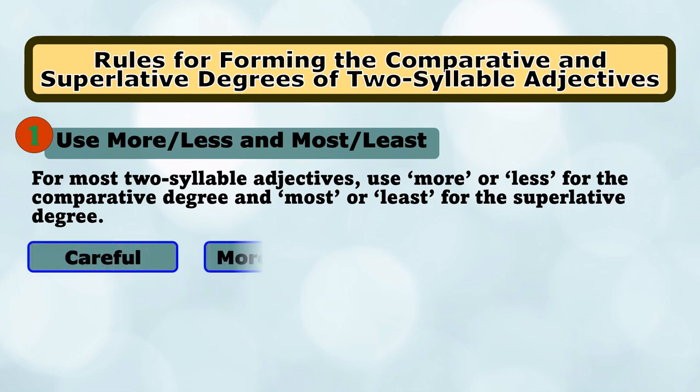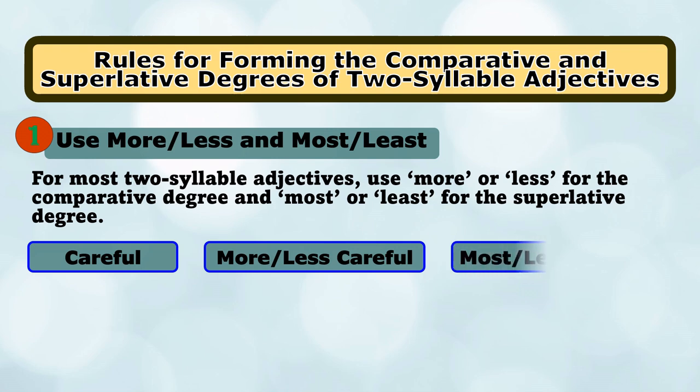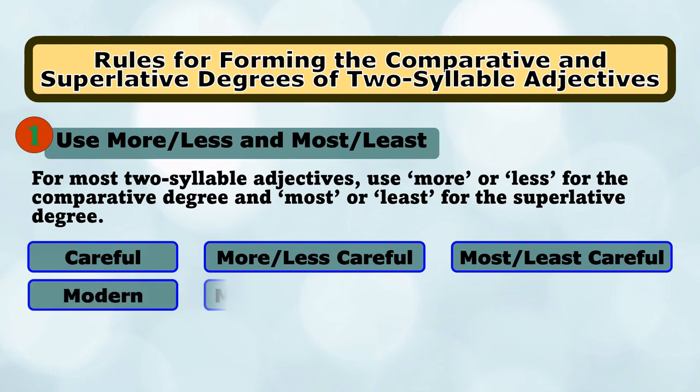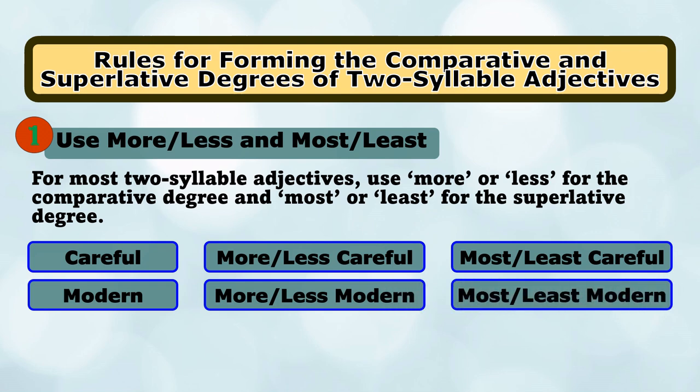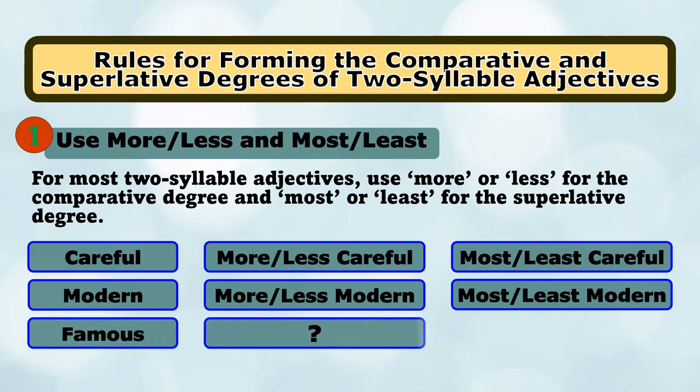Careful, more, less, careful. Most, least, careful. Modern, more, less, modern. Most, least, modern. Famous. What would be the comparative and superlative degree of famous? Write it in the comments.